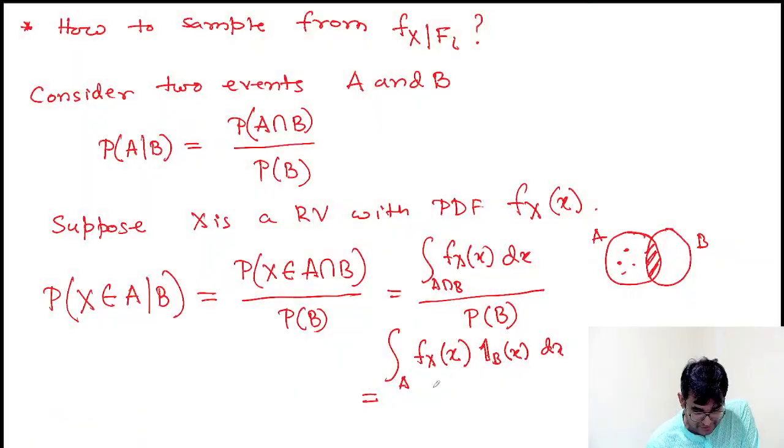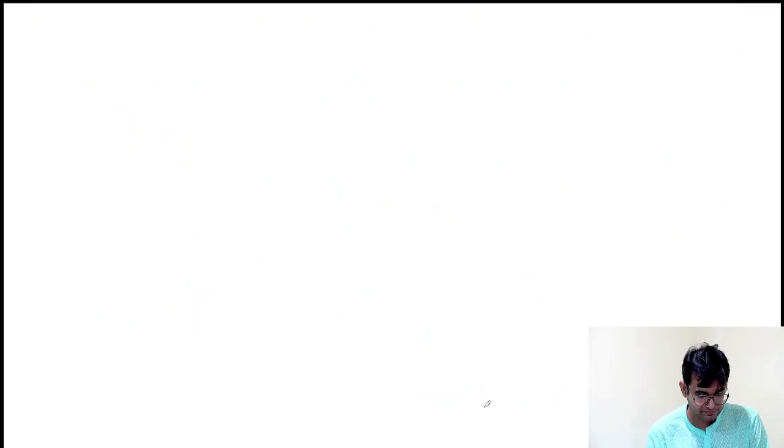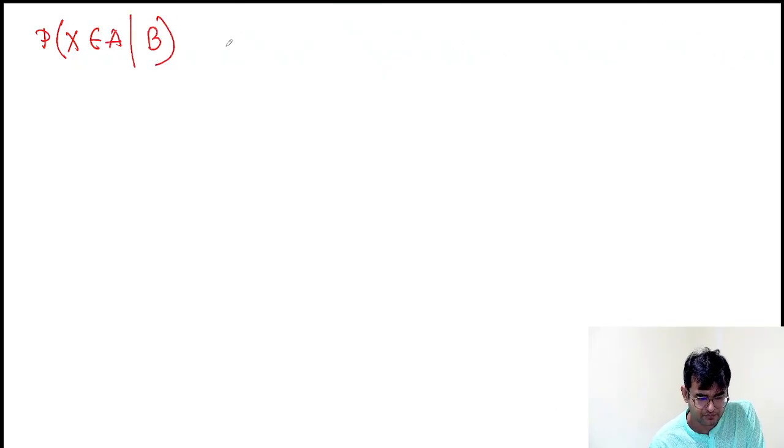Divided by P(B) is there, by the way. Clear? Now another question. Same thing. I want probability of x belonging to A given B has occurred. Okay. I want to write it in terms of PDF. I want to write it in terms of PDF of x given B. How will I write it down?